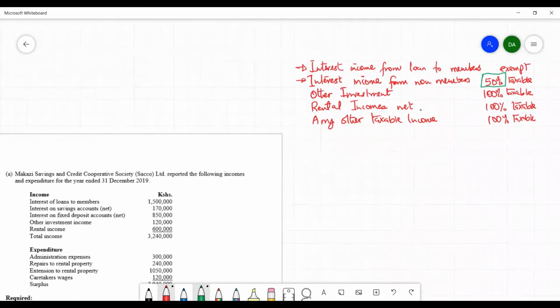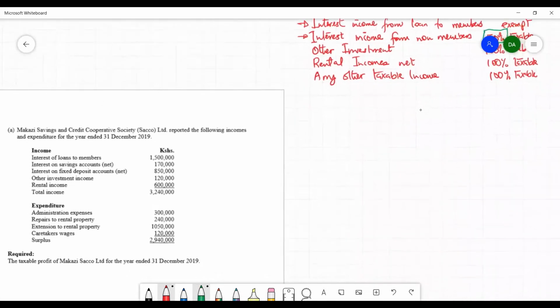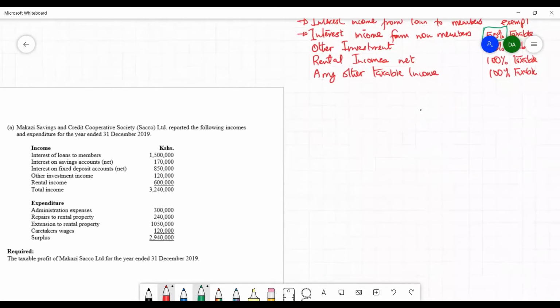The question here is that this particular cooperative society has a number of incomes. So we need to analyze the incomes in terms of whether they are taxable or not taxable. Begin with interest on loans to members. Interest on loans to members is exempt from taxation, not taxable. Interest on savings account is non-qualifying interest income.